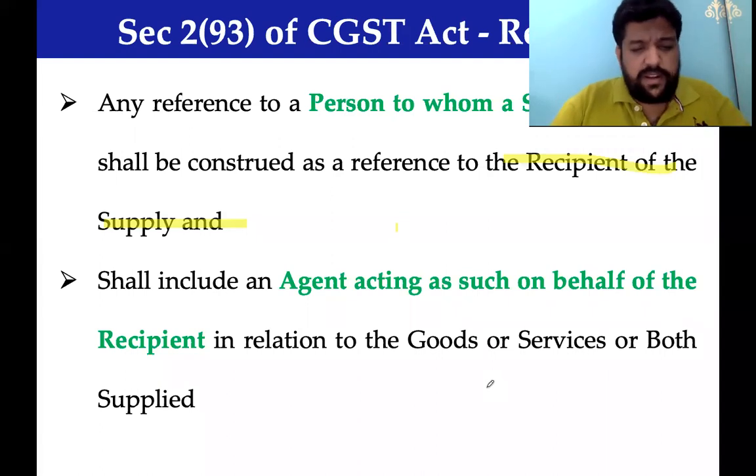Now this time a little change in our facts. R Limited engaged Q Limited to supply goods on its behalf.